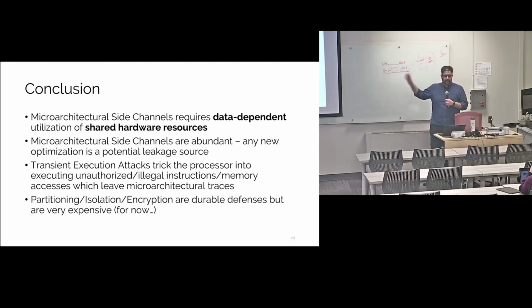And then finally, partitioning, isolation, encryption, these are all durable defenses, but they are very expensive for now, because we haven't designed our processors according to isolation or encryption. So I believe this is good motivation to design stuff so that we can isolate it, encrypt it, and partition it. And that's all I had. Any questions?